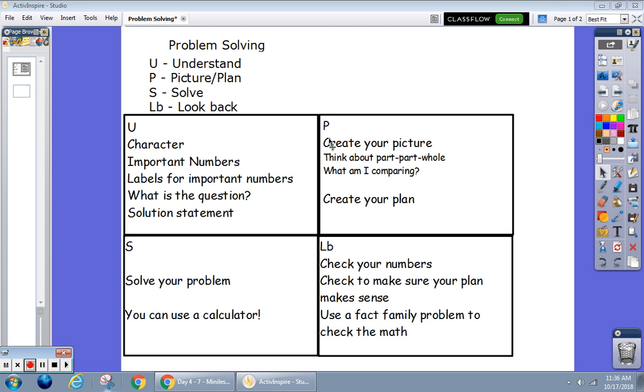P is for picture and plan. When you create your picture, I want you to think about part, whole, and then also think about what two things are you comparing in this problem. Then you're going to create your plan. How am I actually going to solve it? What am I putting in the calculator?